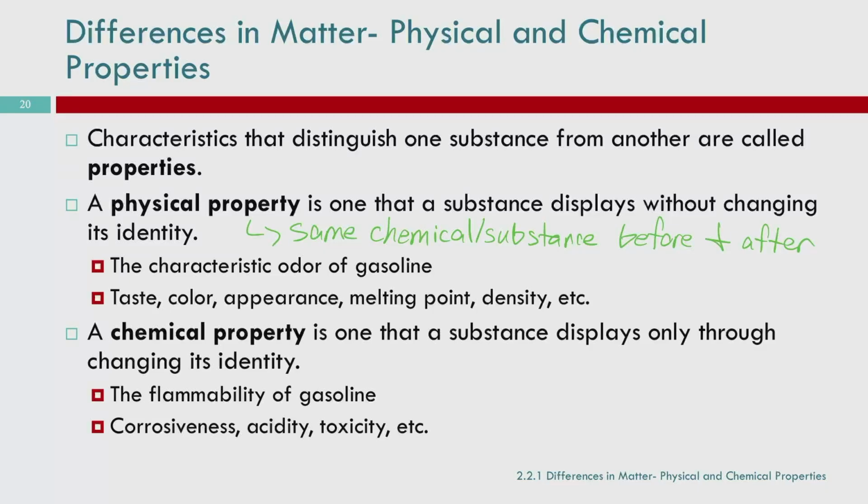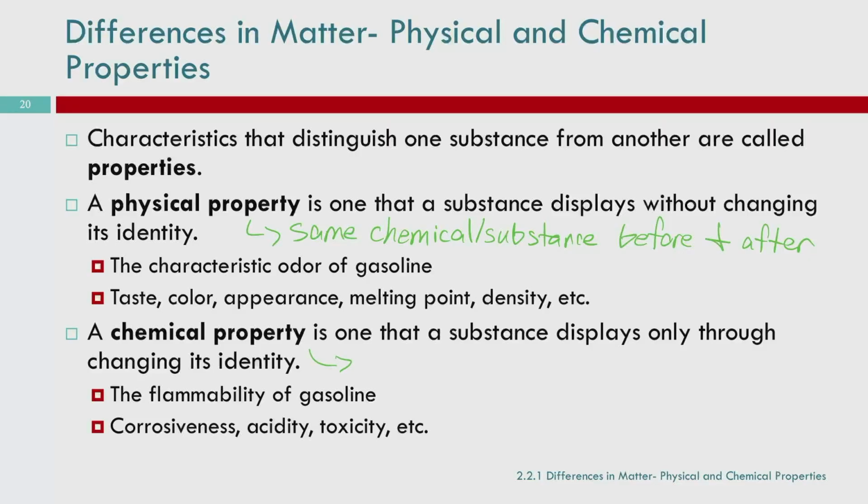Color, if we observe the white shirt that I'm wearing and we say, oh, that's a white shirt with blue dots on it, it's still a white shirt with blue dots on it, right? It hasn't changed. A red shirt doesn't change color because you've observed that it's red. And other things like the melting point and the density are also things that we can observe without changing the chemical.